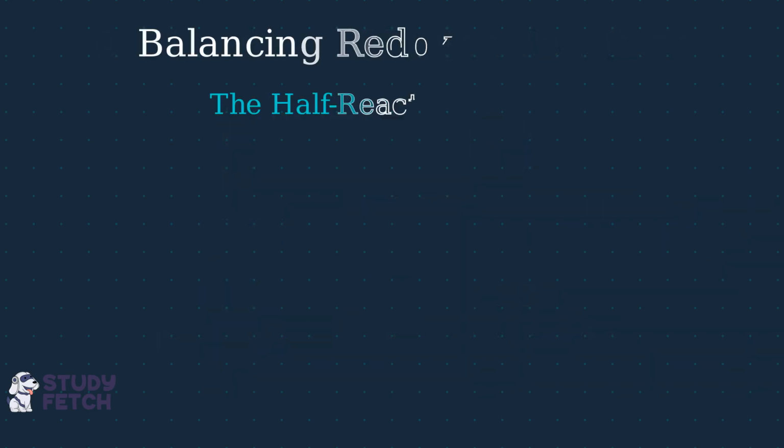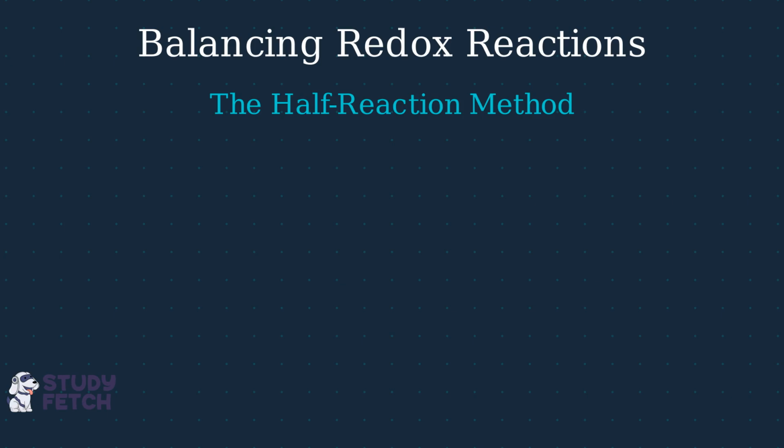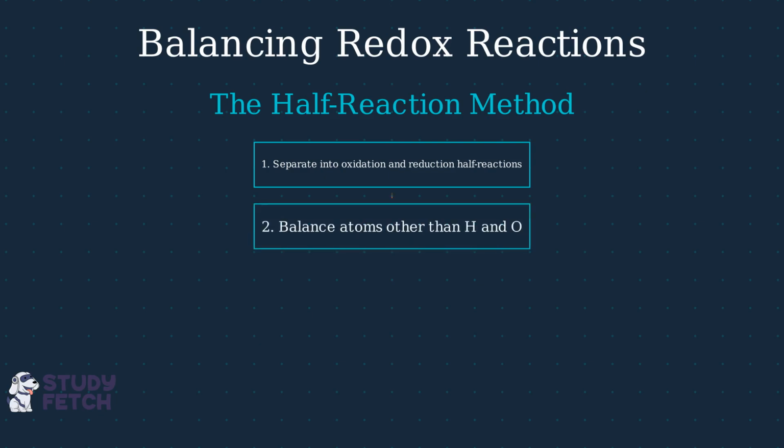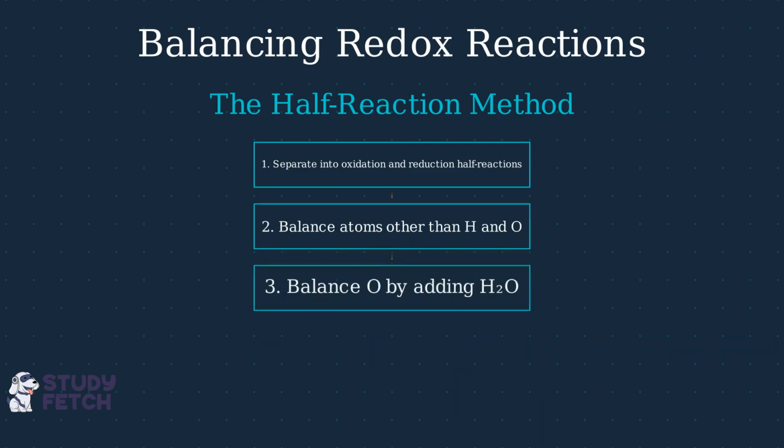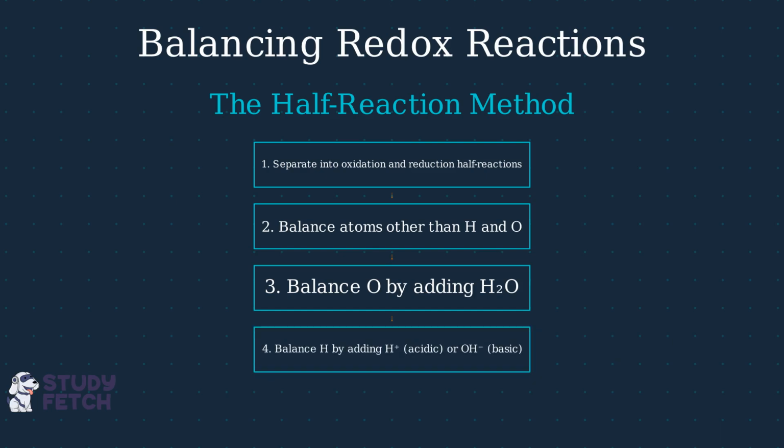To balance redox reactions, we use the half-reaction method, especially in acidic or basic solutions. Let's explore the step-by-step process. After separating the reaction and balancing main atoms, we balance oxygen by adding water molecules. Then we balance hydrogen by adding hydrogen ions in acidic solution or hydroxide ions in basic solution.